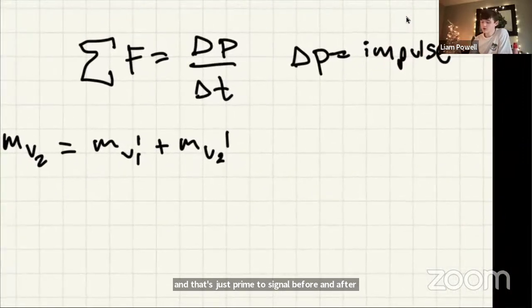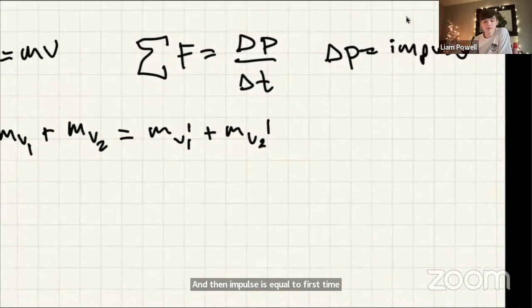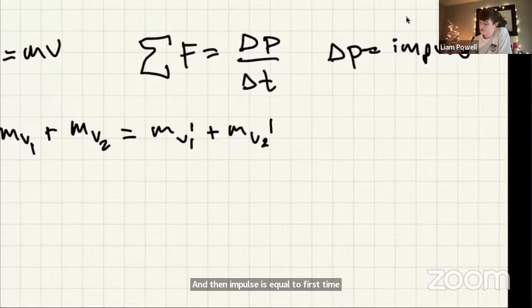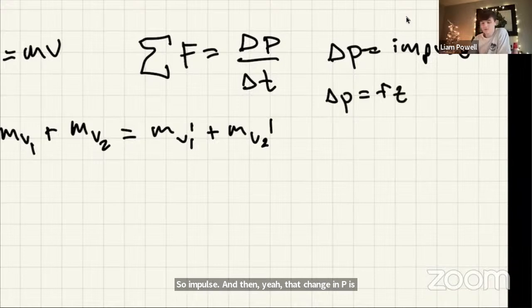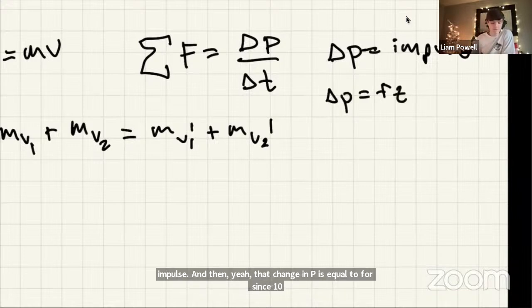And then impulse is equal to force times time. So that change in P is equal to the impulse. Impulse, and then yeah, that change in P is equal to force times change in time. And that impulse is delivered.